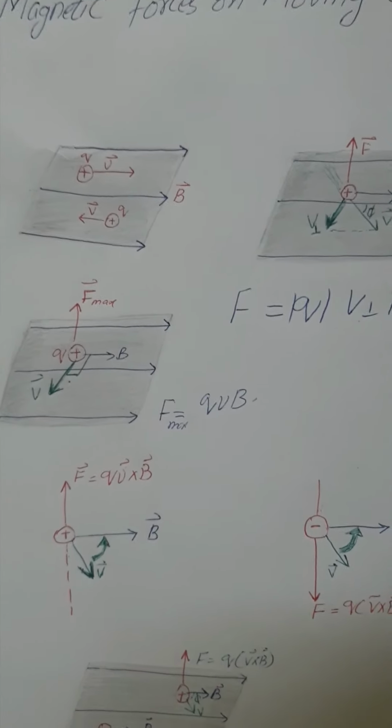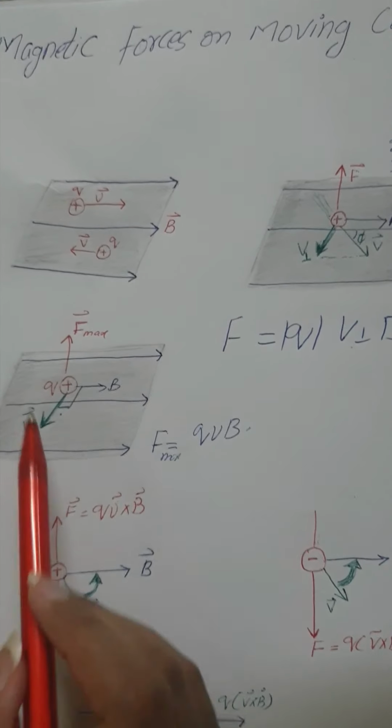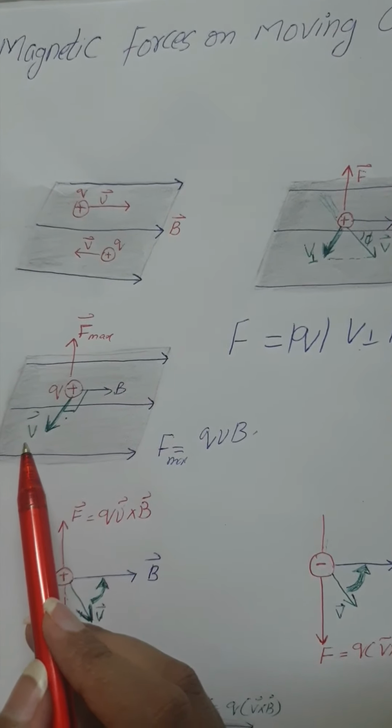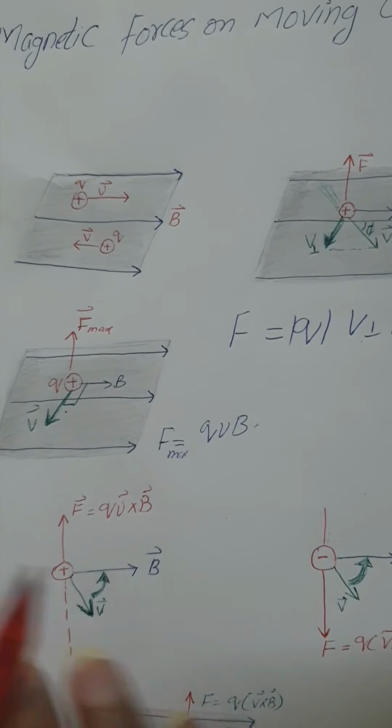So this description actually does not specify the direction of force completely. There are always two directions opposite to each other that are both perpendicular to the plane of v and B.